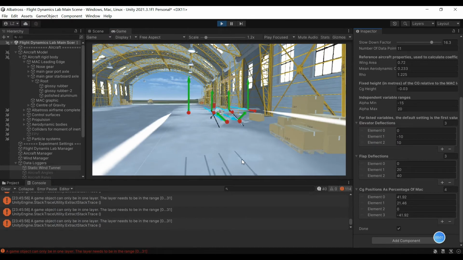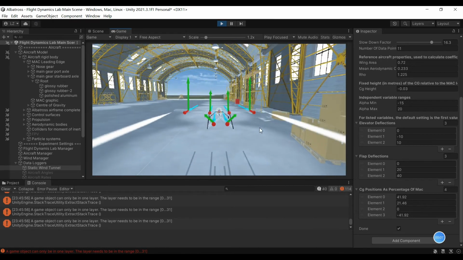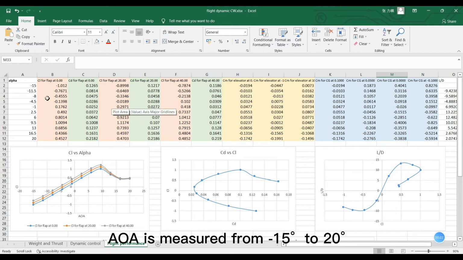For the flight performance, we use the wind tunnel. As can be seen here when we run the simulation, a series of data are generated. Here are the parameters to be changed, for example, the flap deflections and the CG positions. The data will be plotted in Excel.